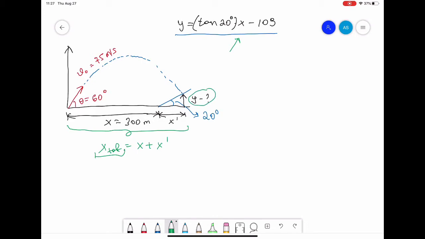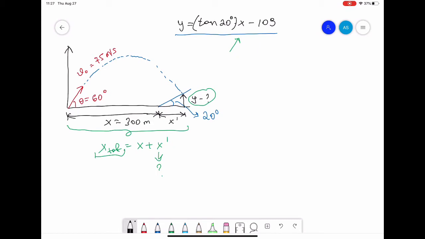If you take this x total and plug it in here, then you will get your y. However, we don't know what this x dash is. That's what we have to find. So first of all we have to find the formulas and unknown things, and once you find x dash, x plus x dash, in other words x total, you substitute it in x and you can find y.